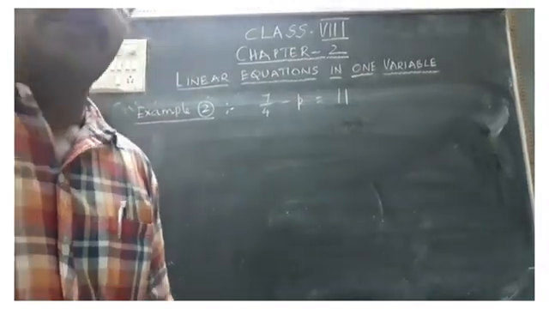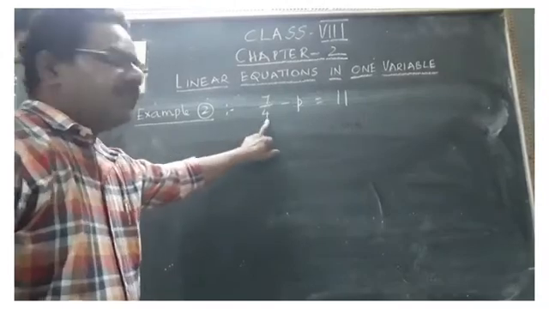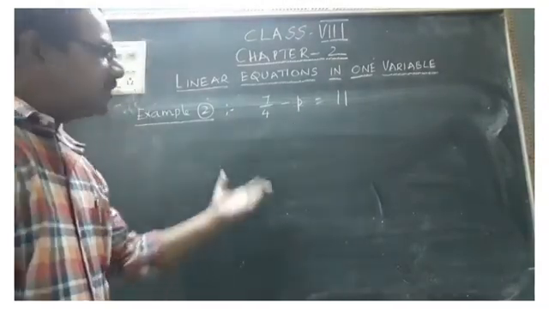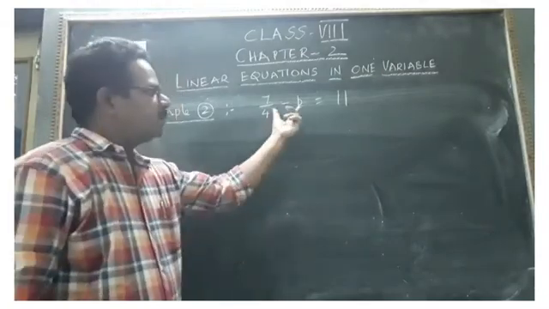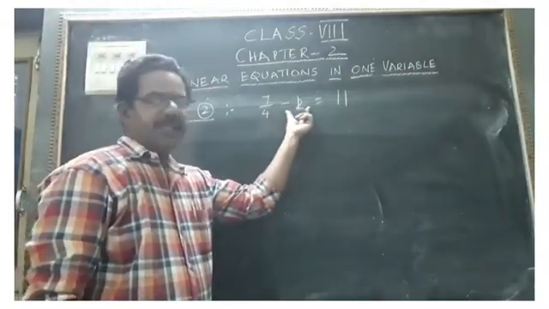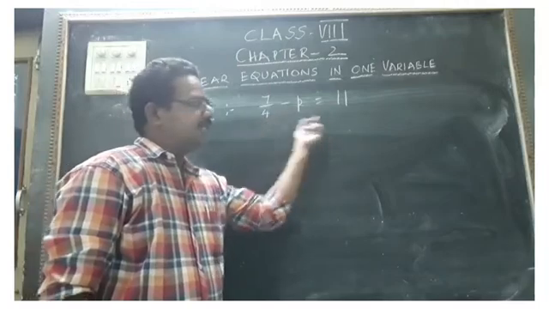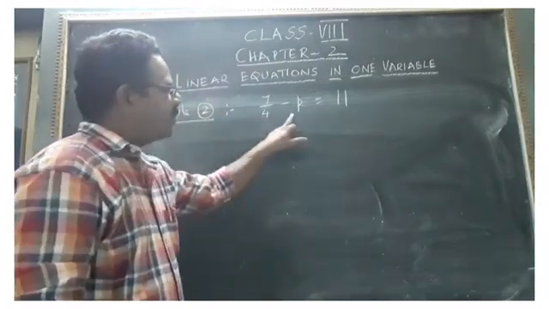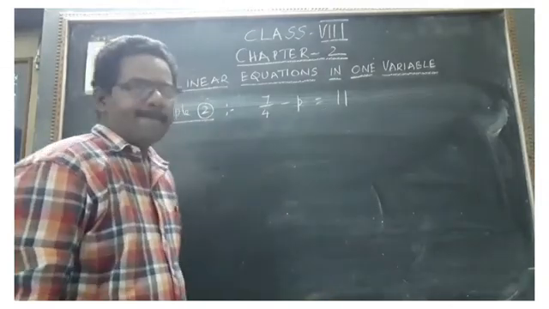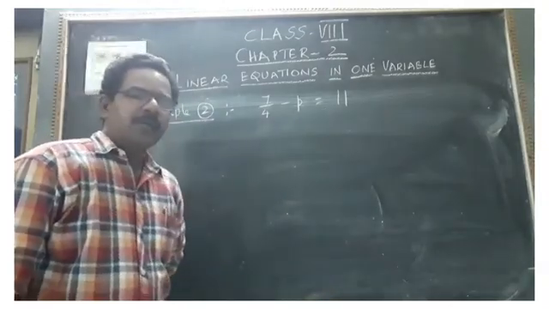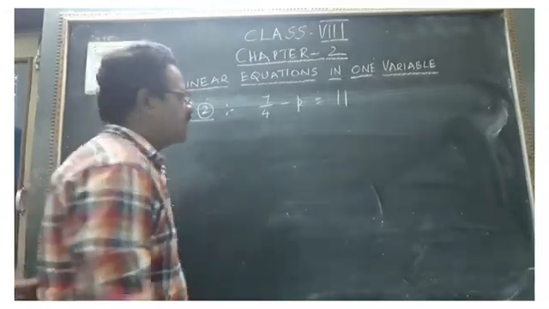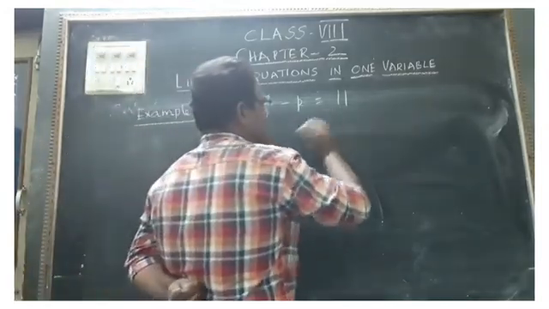Okay, next example we are taking, that is 7 by 4 minus p is equal to 11. This is also a linear equation because only one variable is there and its degree is equal to 1. So it is a simple equation or linear equation in one variable. We have to find the value of p. That is only the solution of the equation.